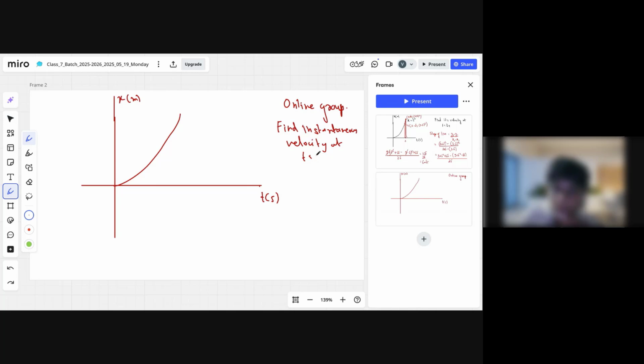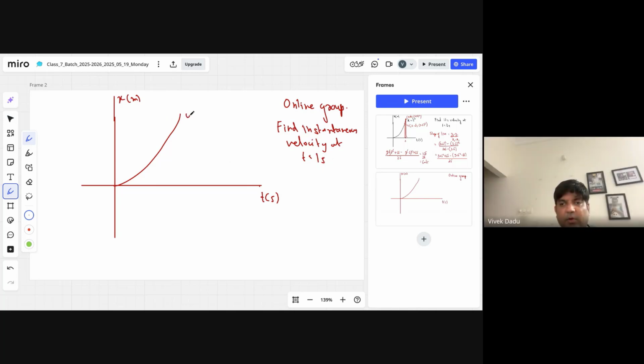Sir, what is the formula? What formula? Y equal to x square only, or x equal to t square. Okay.